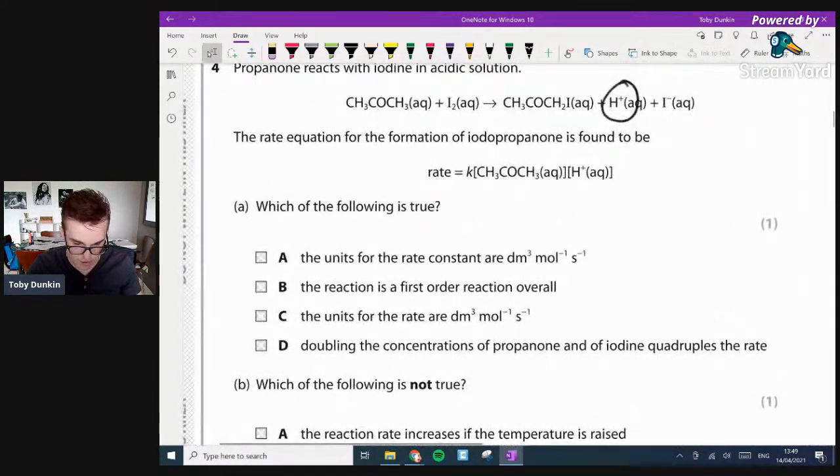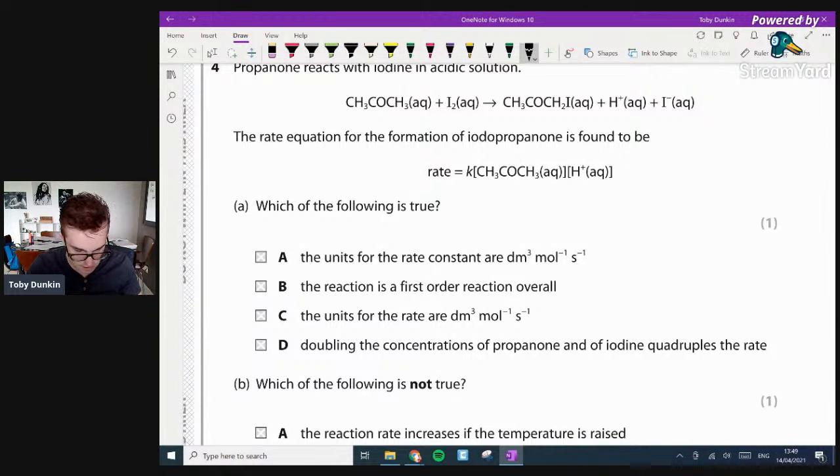So which of the following is true? So they've given us the rate equation, and it says which of the following statements is true? The units of the rate constant are dm3 moles to the minus 1, s to the minus 1. Of the rate constant, I'll have to figure it out. So we know that rates is moles per dm cubed per second. We know that that's always the same. And that these guys are in square brackets. So these are moles per dm cubed to the power of 1 and moles per dm cubed to the power of 1.